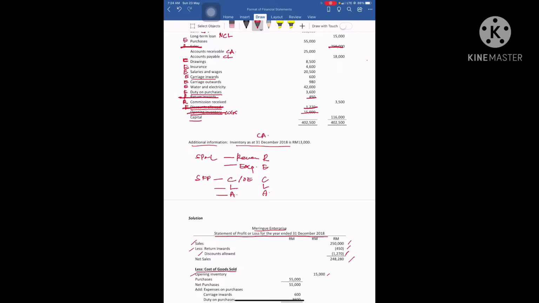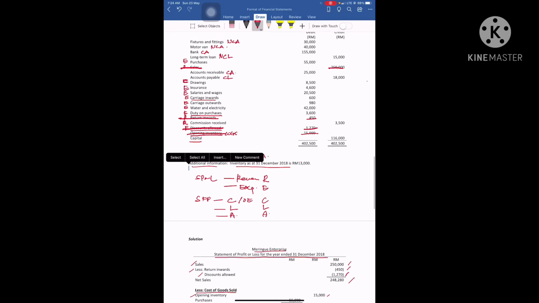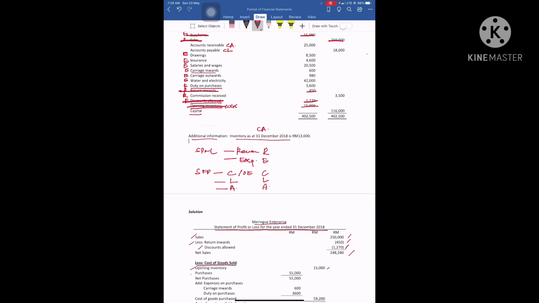All right, and then we have to find our purchases. So where is our purchases? So this is our purchases, and the figure is 55,000. If we have the return outward, we have to minus it from here, but now we don't have the return outward. Okay, so the net purchase is 55,000.